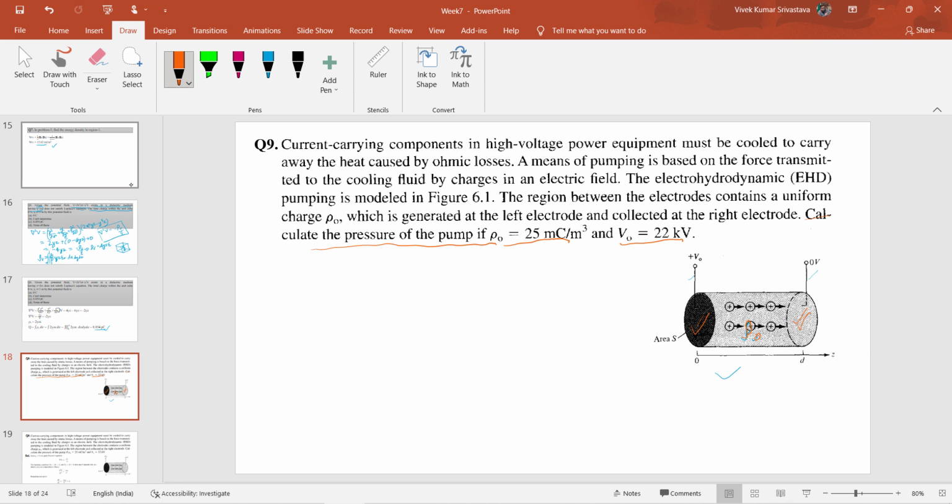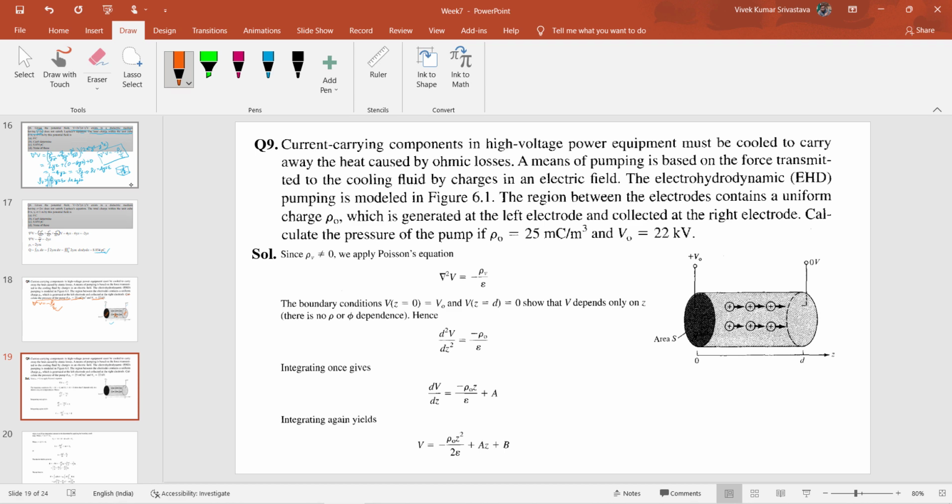So for finding such a problem, we can use the Poisson's equation, which is given as del square V is equal to minus rho V by epsilon. Okay, so we will use the Poisson's equation and we will solve this question. So let us see here, as rho v is not 0 inside this cylindrical volume, that's why we will use the Poisson's equation.